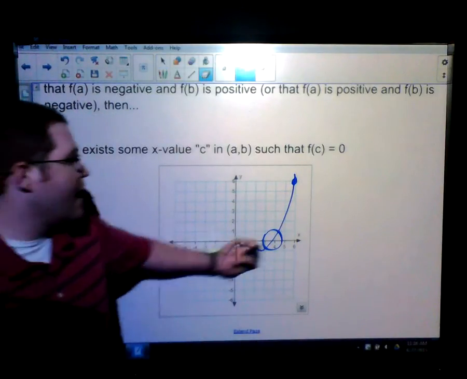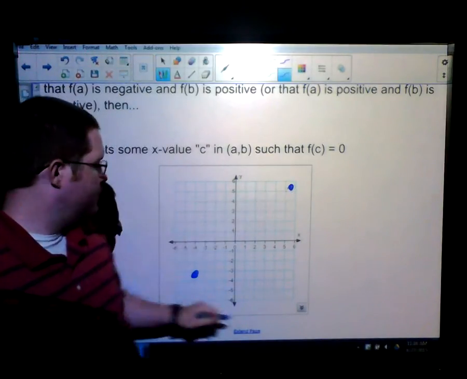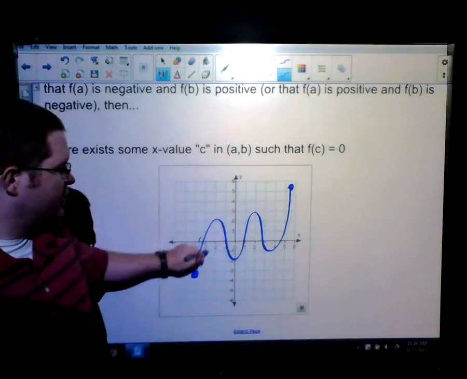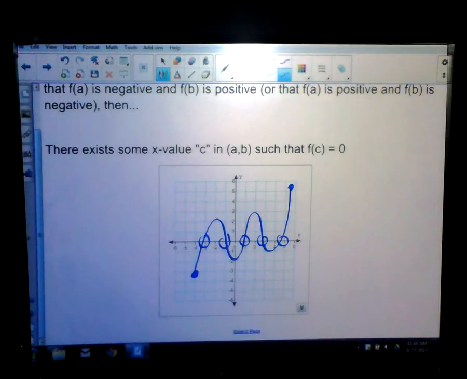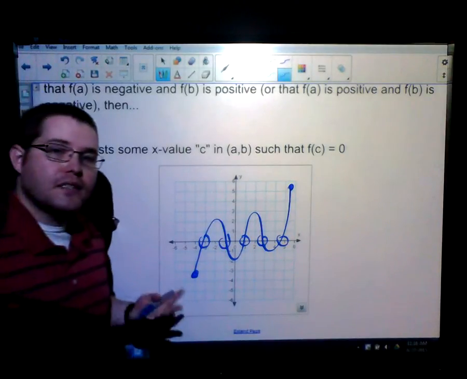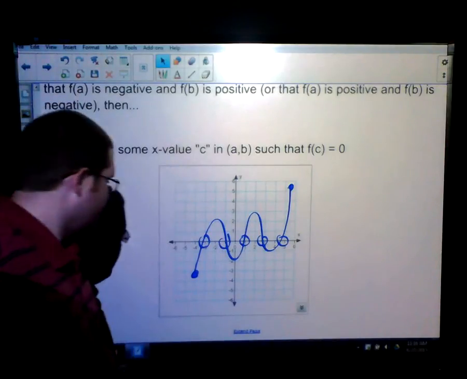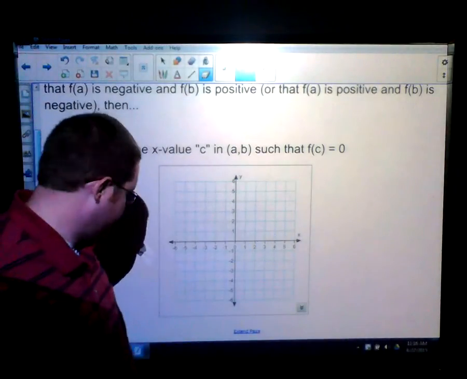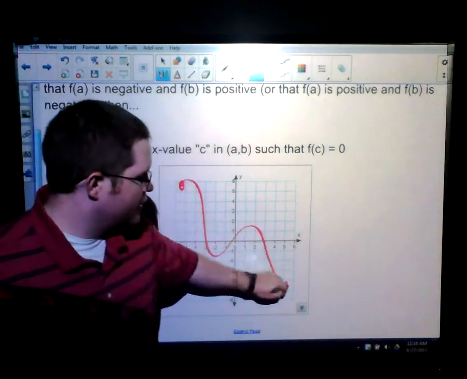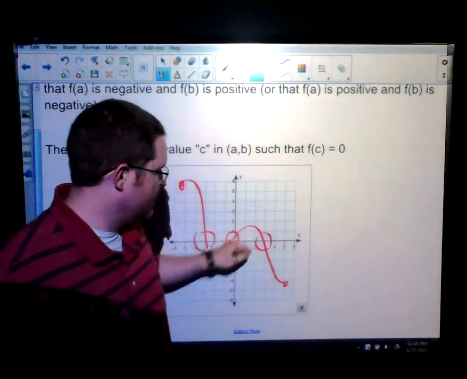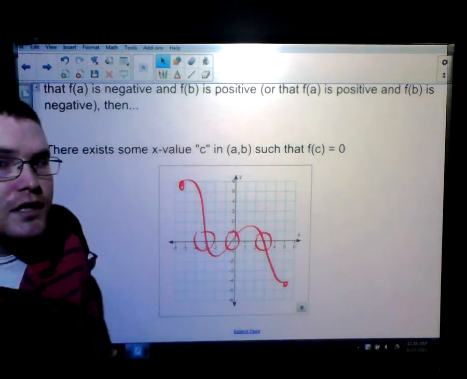Now, could it happen more than once? Sure. If this was my negative and this was my positive, I could do this and cross 0 multiple times. The rule says that there has to be some point in there that you cross 0, which makes sense. If you're going from negative to positive, at some point in time you have to be 0. Not only negative to positive, but also the same thing holds true if you go from positive to negative. At some point in time, you have to cross 0. Maybe you cross it more than once. Maybe you only cross it once. But you have to cross it at least once.